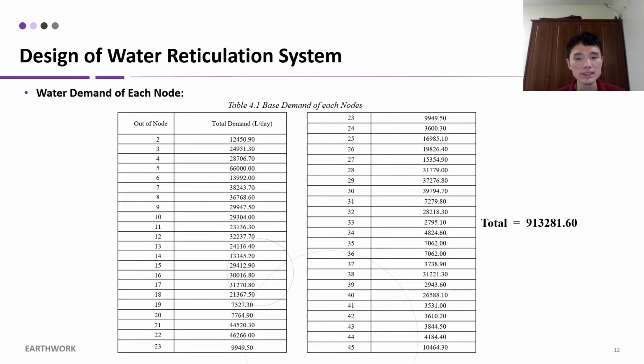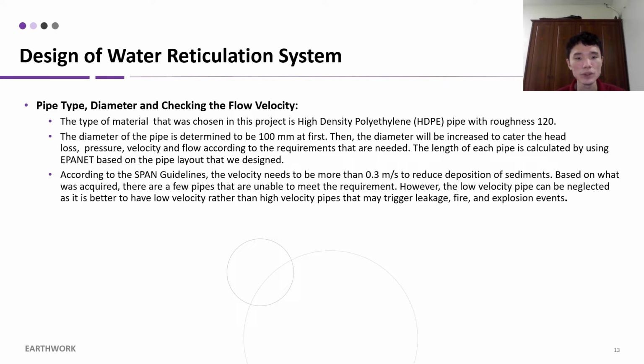The total demand is 913,281.60 liter per day. Next, we determine the type and diameter of pipe and the flow velocity. We choose HDPE for pipe type and the diameter is 100 mm at first. The length of each pipe is calculated by using E-Panet. The velocity must be more than 0.3 meter per second.